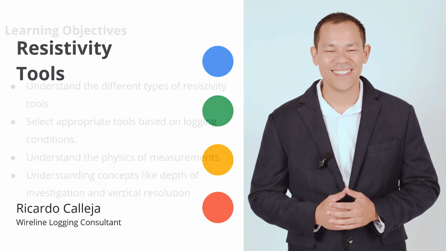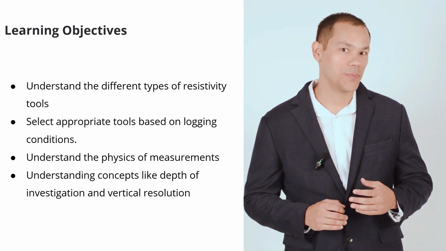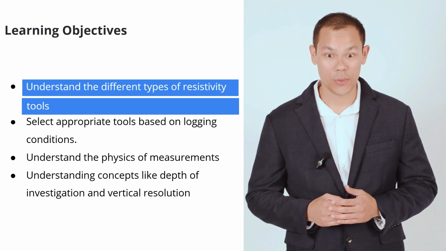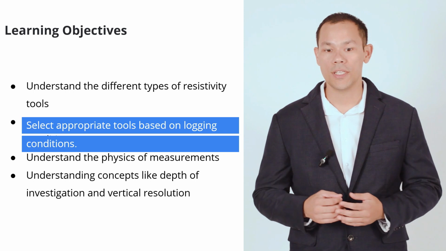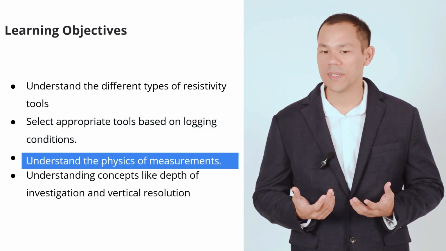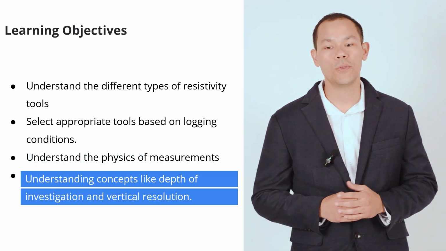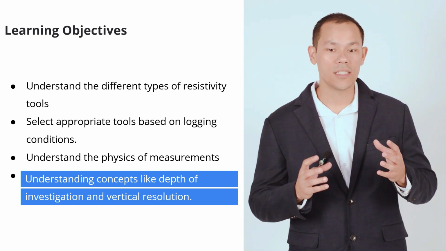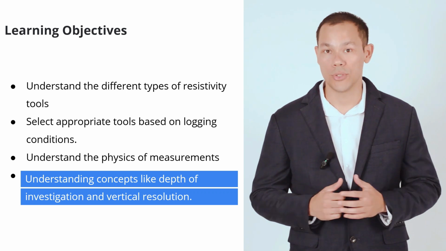Let's jump in. By the end of this module, you will be able to understand the different types of resistivity tools, select appropriate tools based on the logging conditions, also understand the physics of the measurements, and finally, evaluate the resistivity tools measurements resolution by understanding concepts like depth of investigation and vertical resolution.